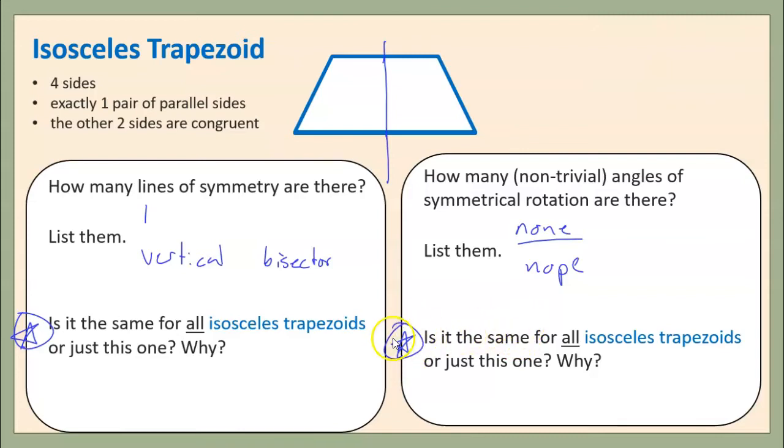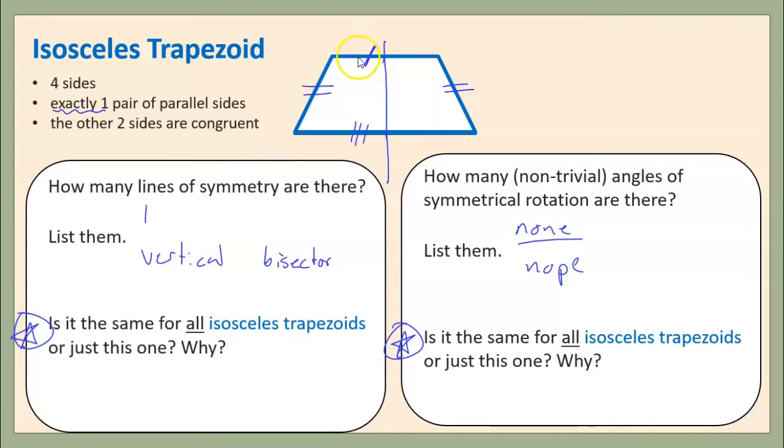Is this the same for all isosceles trapezoids? Remember, the definition of an isosceles trapezoid says that this side is the same length as this side. But trapezoids, we said, have exactly one pair of parallel sides. We know that these are not parallel, only these two are parallel. Which actually tells us that this side is a different length than this side. If these two were parallel, then these two would be the same length. We know that they're not, so they're different lengths.